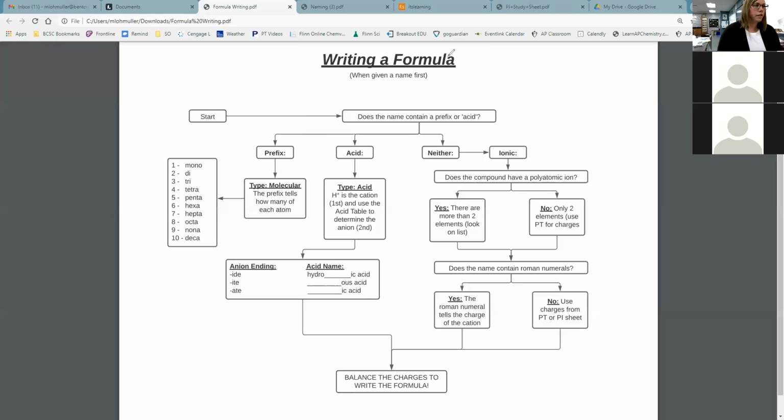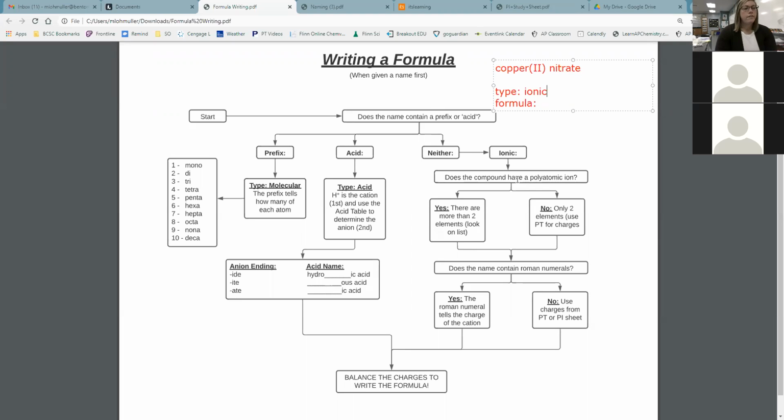Let's do another one. Let's say that we have copper 2 nitrate, copper 2 nitrate. Okay, so question number 1, does the name contain a prefix or acid? There are no prefixes and there's no acid. So that means that it is ionic. So we're going to need charges to balance to 0.